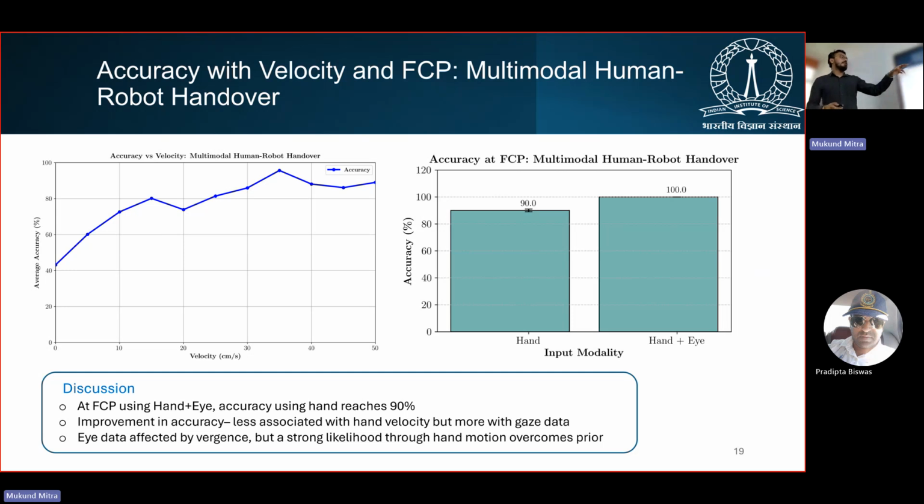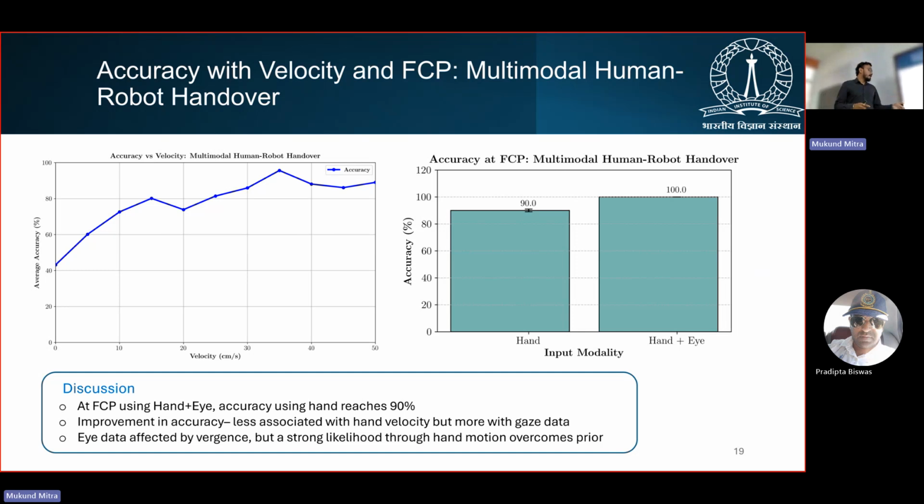So at FCP of the multimodal algorithm, we see that the unimodal case using only hand motion achieves only 90% of the accuracy. And also from the variation of accuracy versus velocity, we see that the accuracy slightly increases. But for the previous result, we had seen that with velocity the accuracy almost remains constant. So here the increase in accuracy is only due to the incorporation of eye gaze and the prior probability obtained using average fixation duration.